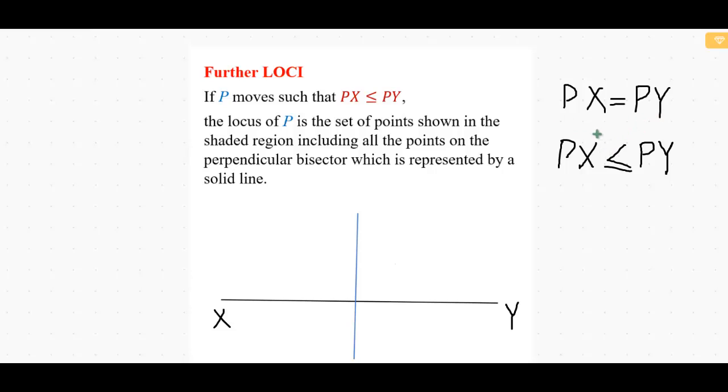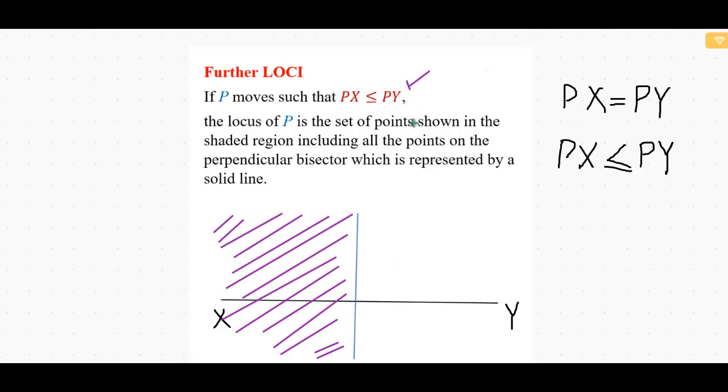Therefore, from here we understand that this inequality says that the distance of P from X is equal to the distance of P from Y, and also that the distance of P from X is less than the distance of P from Y. So there are two conditions. It means that P can be on this blue line, and when we take the inequality Px less than Py, P will also be in the region on the left hand side of this perpendicular bisector. Therefore, the locus of P is this blue line and the region on the left hand side of this blue line. So P will move on this blue line as well as anywhere in this region.